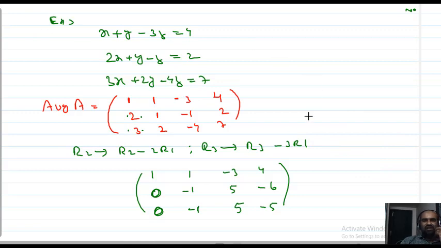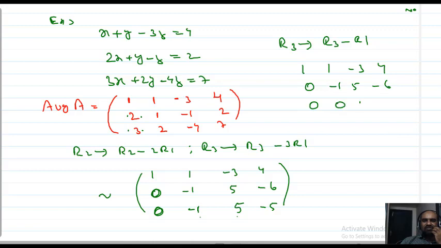Here only I want to complete. What I can do, oh, this is adding, subtracting these two, here we are getting two zeros. Interesting problem. R3 changed as R3 minus R1: 1 1 minus 3 4, 0 minus 1 5 minus 6, 0 0 0, minus 5, that is 1.